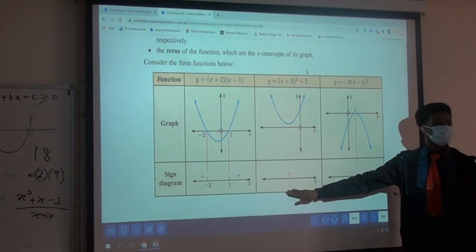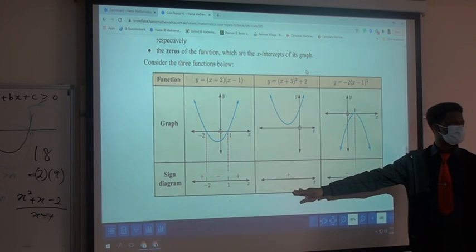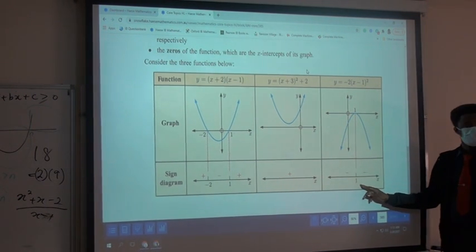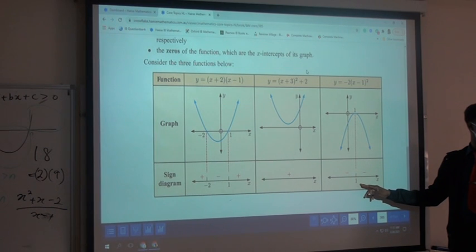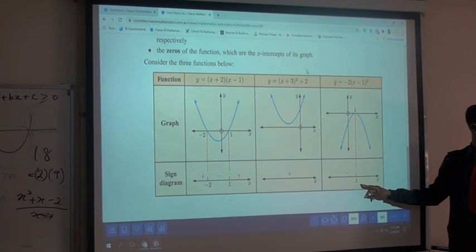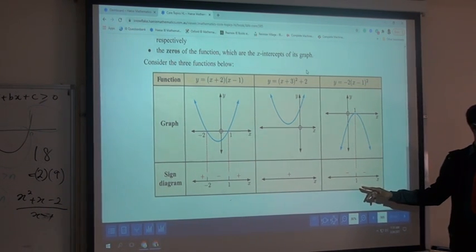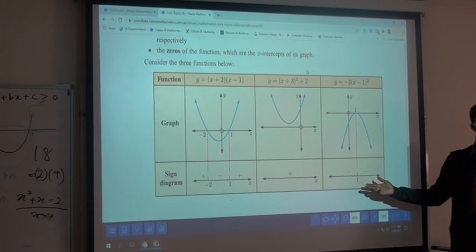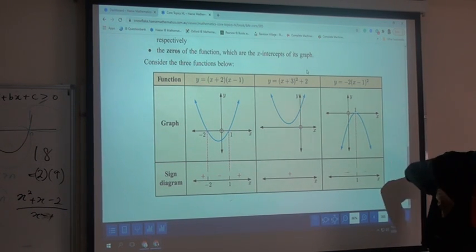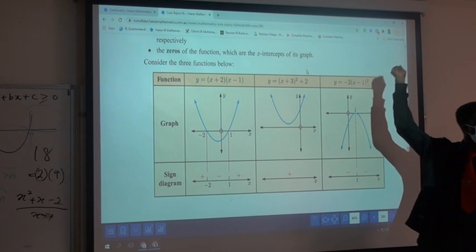So in this case, you can see the sign diagram only has one sign. For the repeated factor, the sign diagram also only has one sign. Because it only touches. It only touches. It touches, instead of crossing to give you an opposite sign, it just goes back immediately.